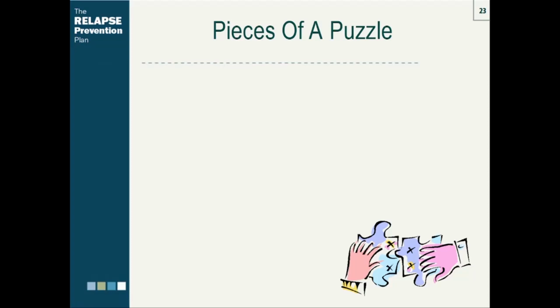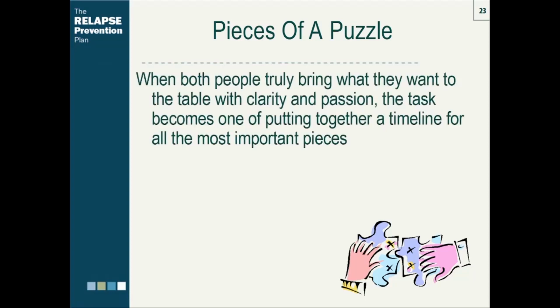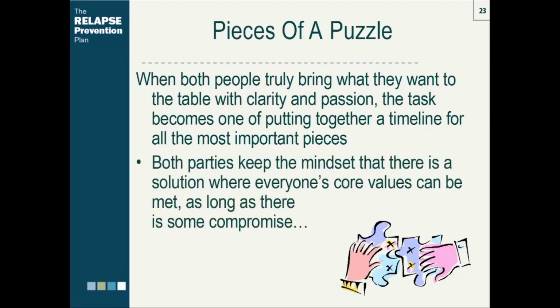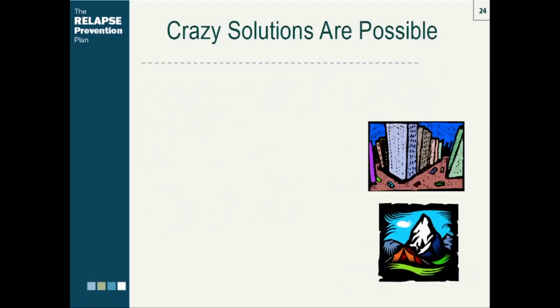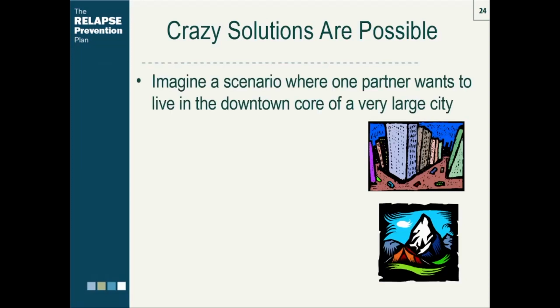These are pieces of a puzzle. When both people truly bring what they want to the table with clarity and passion, the task becomes one of putting together a timeline for all the most important pieces. Both parties keep the mindset that there is a solution where everyone's core values can be met, as long as there is some compromise. Crazy solutions are totally possible.